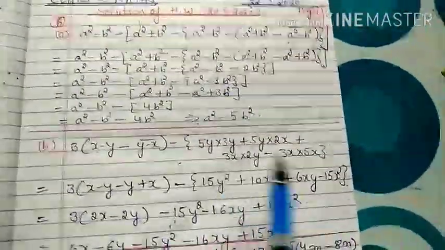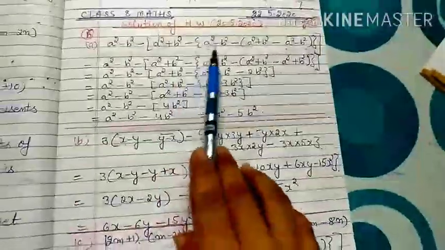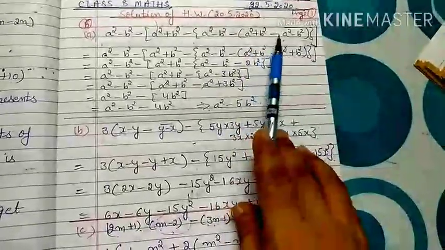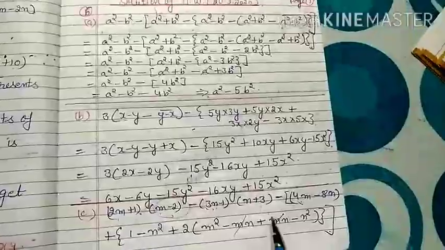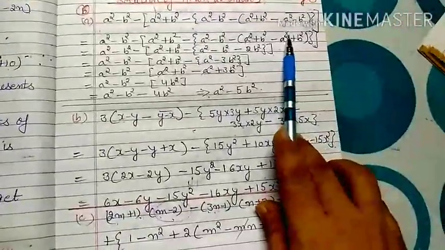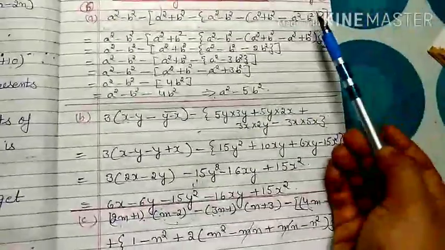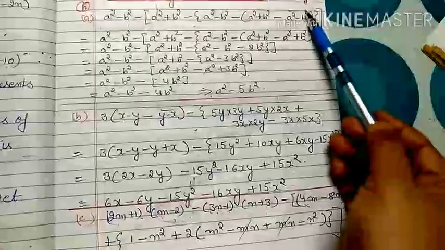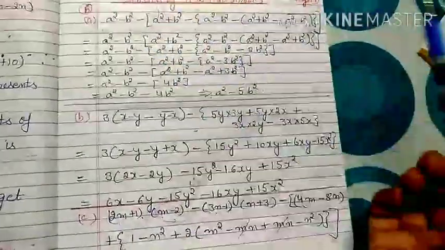Now your sixth question is you have to simplify the terms, like a square minus b square minus a square plus b square minus a square minus b square minus, within the bracket, a square plus b square minus a square minus b square. So this is a line bracket. First you have to solve the line bracket. When you open this line bracket, the negative sign is outside, so when you open this bracket, the sign will be changed, minus a square plus b square, rest of the terms as it is.